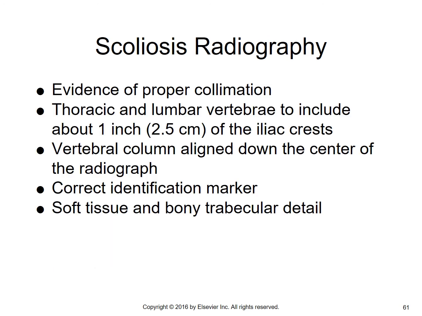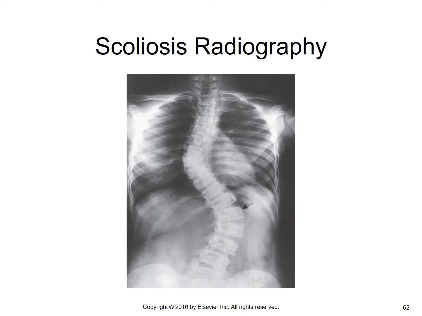For the scoliosis series, proper collimation, thoracic and lumbar vertebrae include about 1 inch of iliac crest, vertebral column aligned down the center of the radiograph. Correct identification marker is used, and soft tissue and bony trabecular detail are seen. You can see the curvature here of the spine with this patient that has scoliosis.